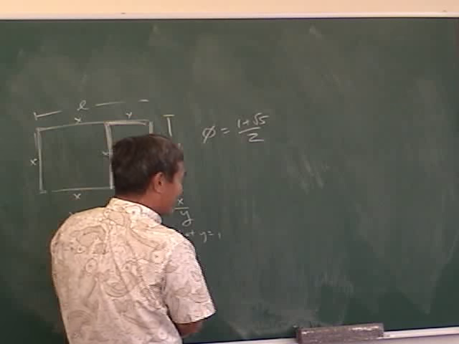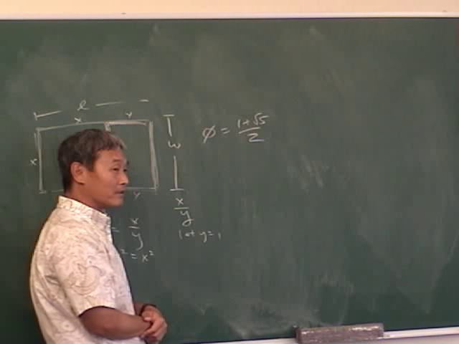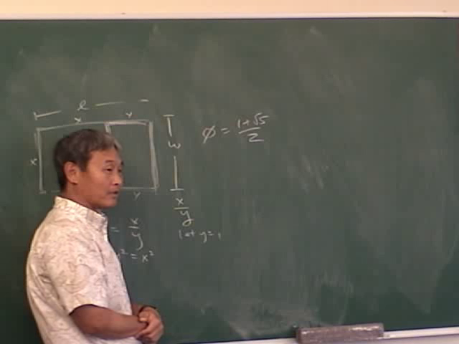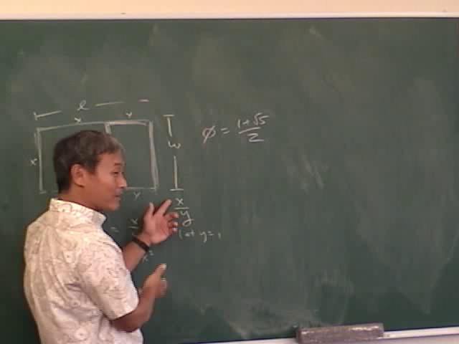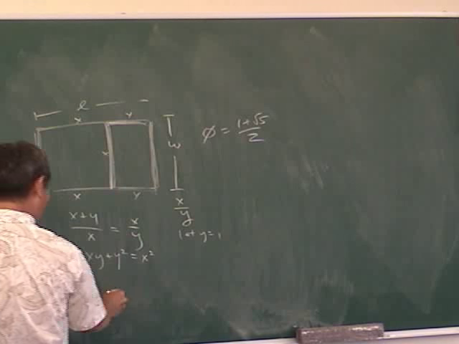This is a trick you can use on any test. If you want to find the ratio of x to y, just let y equal 1. Because then what do you have to solve for? x. Because x will be the ratio of x to y, since y is 1. So just let y equal 1, and what do you get?